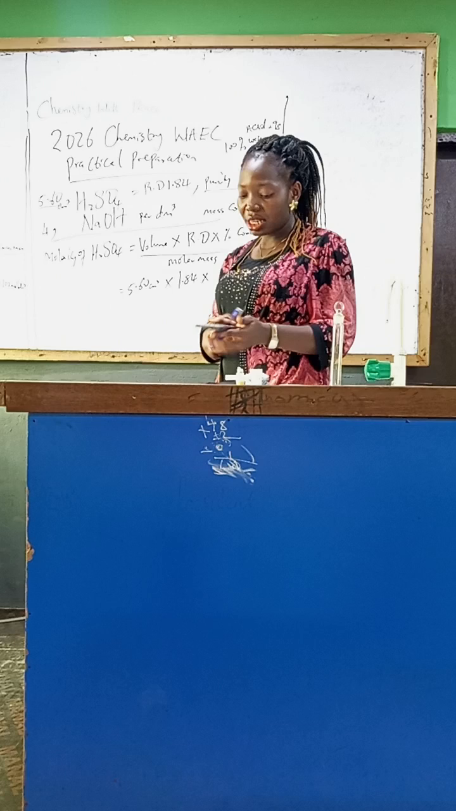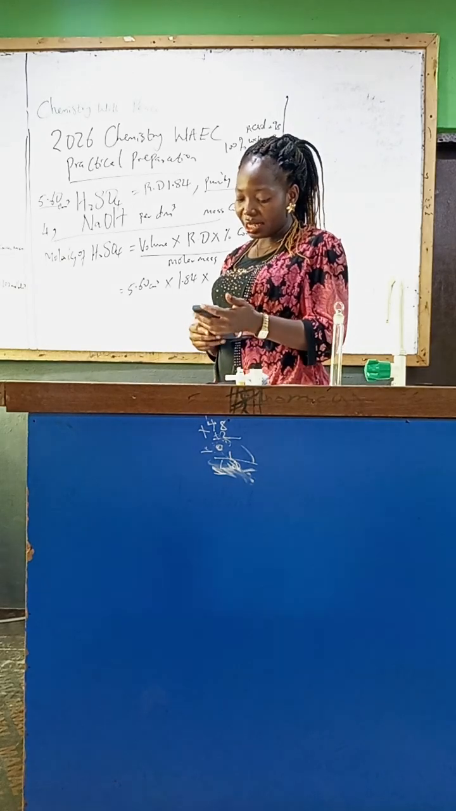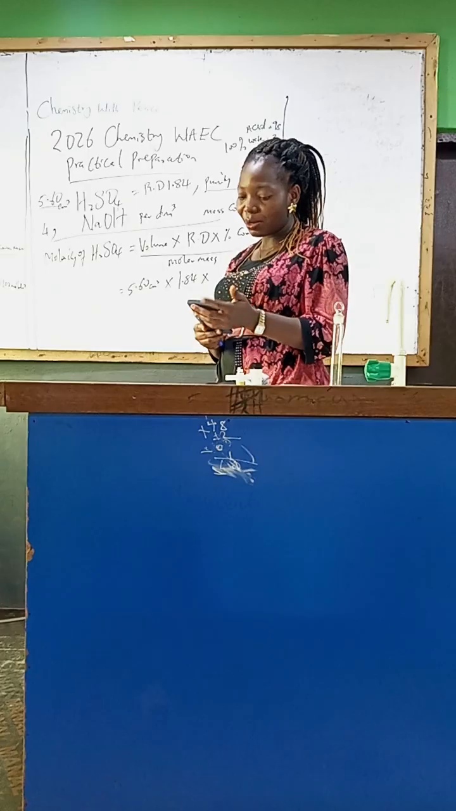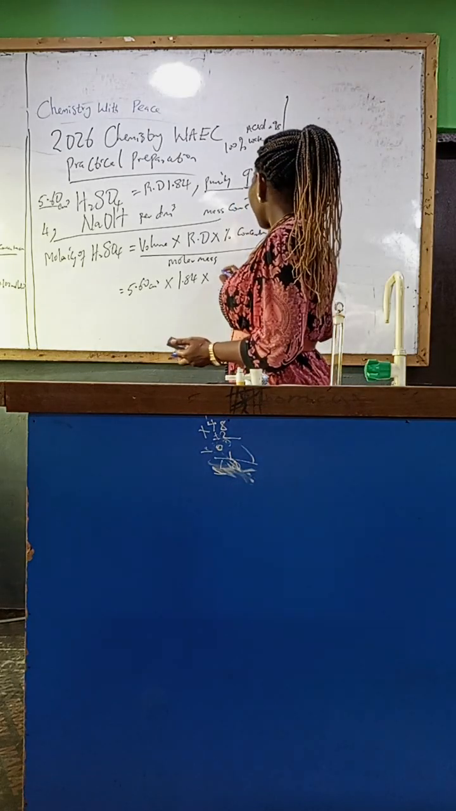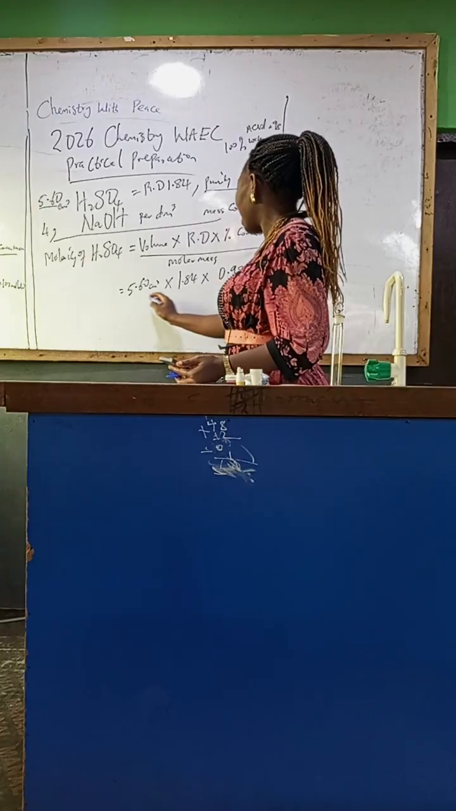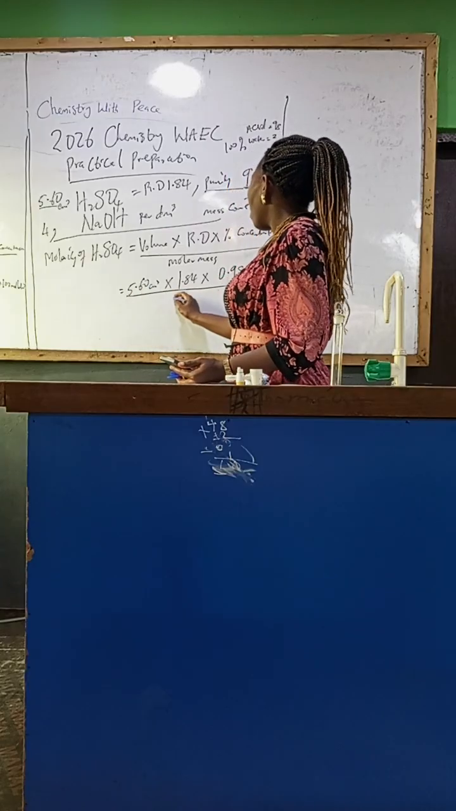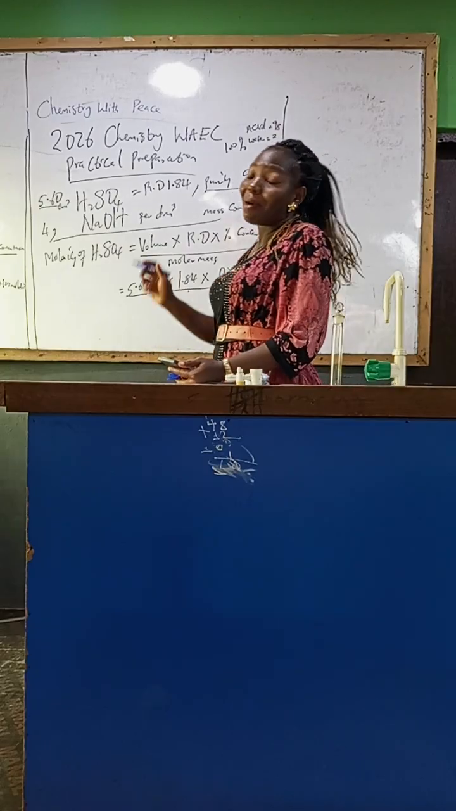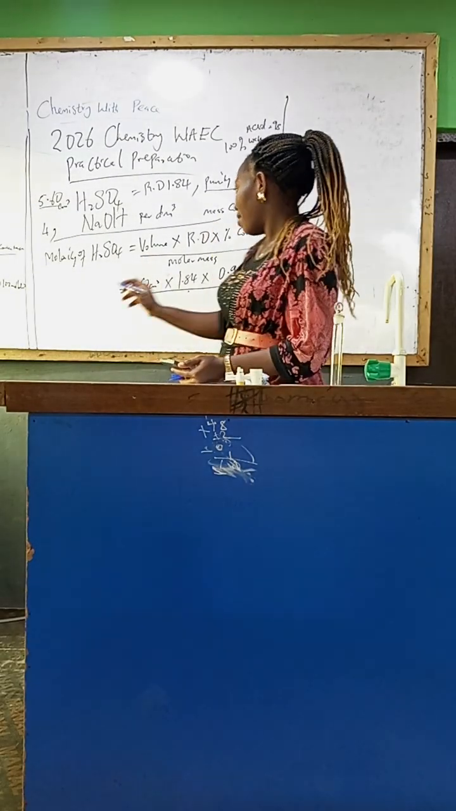So let's just have 98 over 100. Use your calculator. You are going to get 0.98. So here we have 0.98 all over the molar mass of H2SO4.